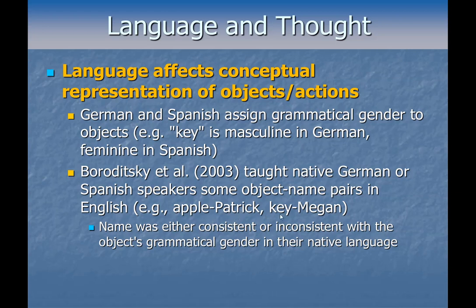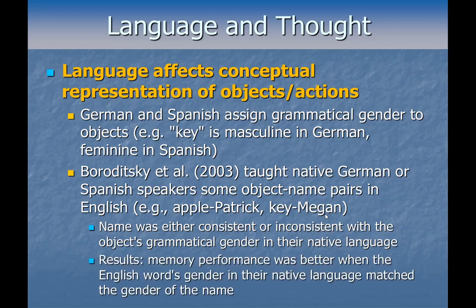So key, for example, we saw that Spanish speakers, in Spanish, key is feminine, so that would be consistent with Megan, a feminine name. But then in German, key is masculine, and that would be inconsistent with the feminine name of Megan. So that was the test, and the dependent variable was just how good their memory was for this paired association task. So what she found was the memory performance was actually better when the English word's gender in their native language matched the gender of the name.